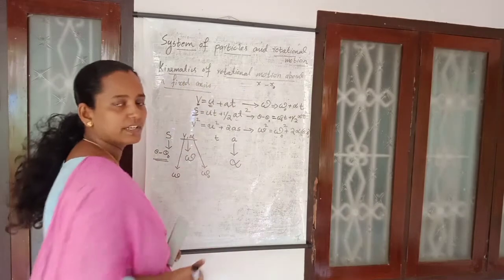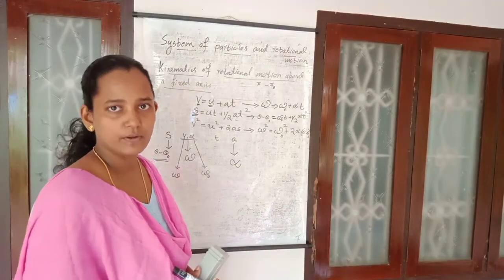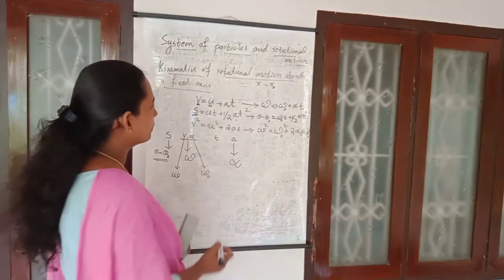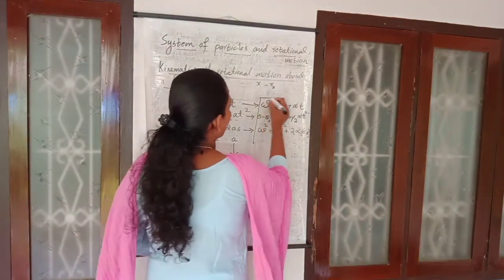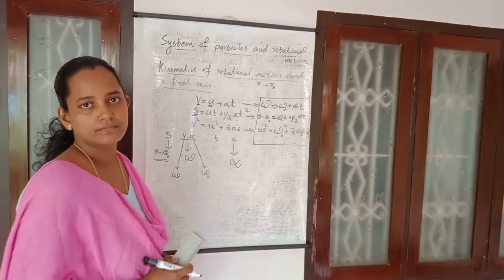If the initial position you are considering as 0, you just write theta, that way also you can write it. These are actually the kinematic equations of rotational motion itself. Understood?